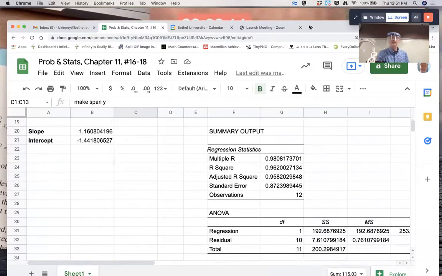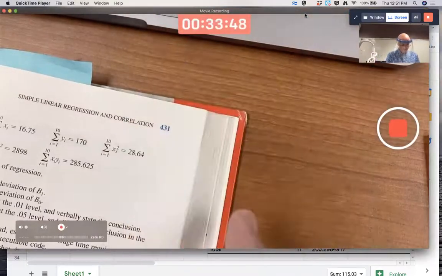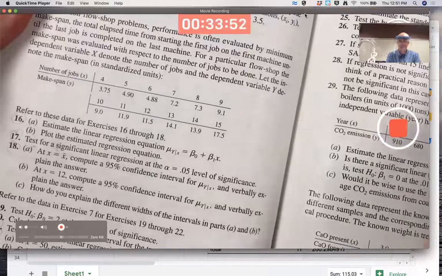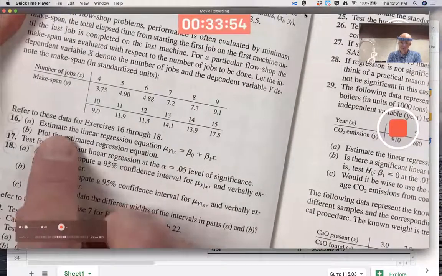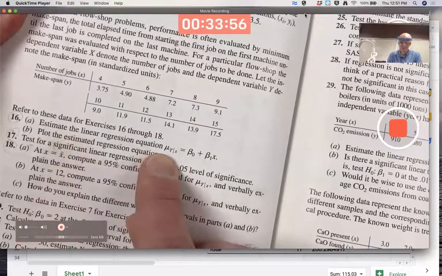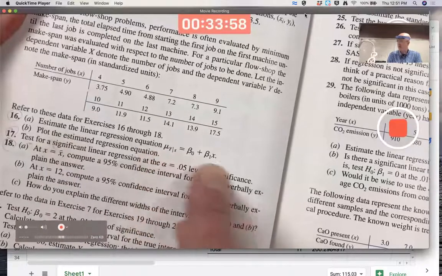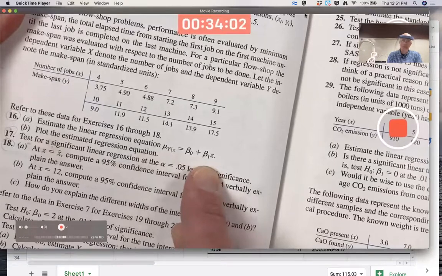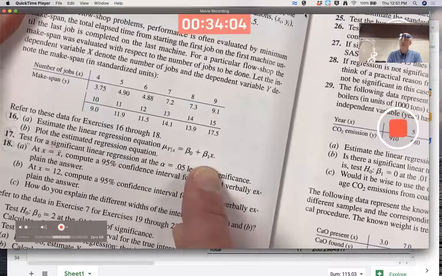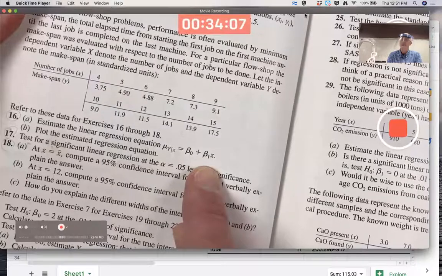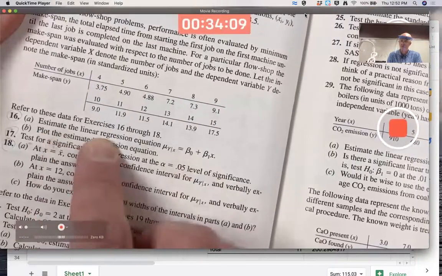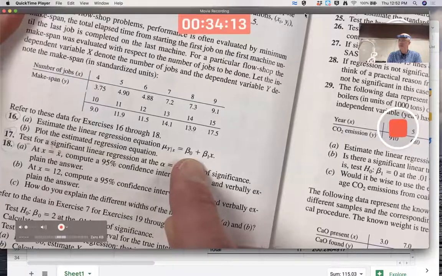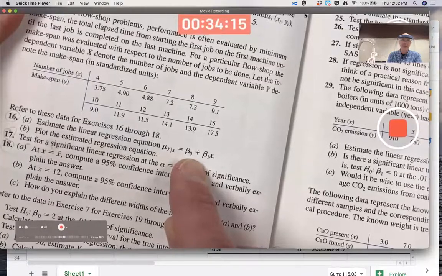So as far as now answering questions in the book, we already got the slope and the intercept. In 16a, we're trying to estimate the linear regression equation. This is our population regression equation. We're assuming this is true. It's not the sample regression equation, but if I write down the sample regression equation, that would be my answer. That would be an estimate for the population regression equation. You could write it either with a y hat or a mu hat. It doesn't matter.